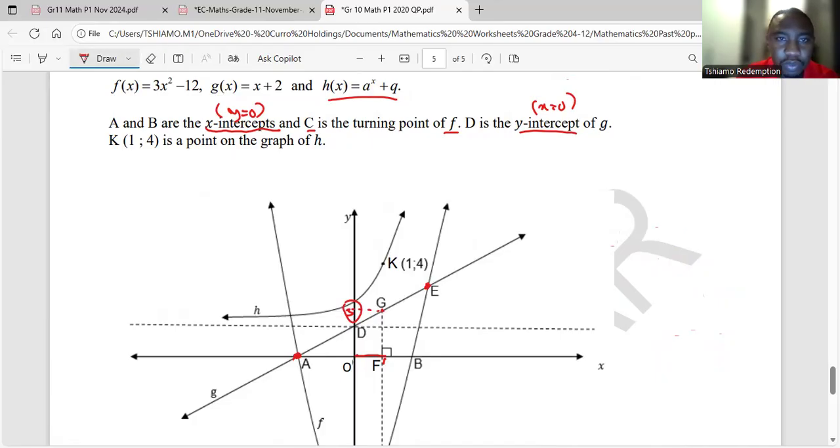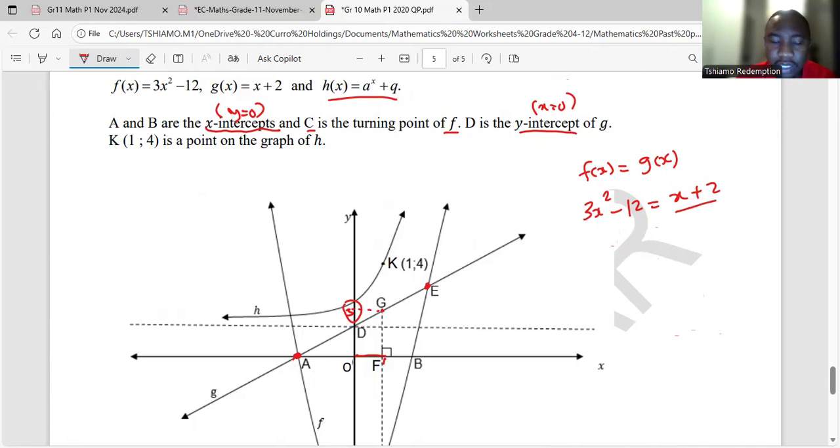First, f of x equals g of x. This is how we start with a point of intersection. At that point, the two graphs are the same. So let's substitute now. f of x is 3x squared minus 12 equals x plus 2.